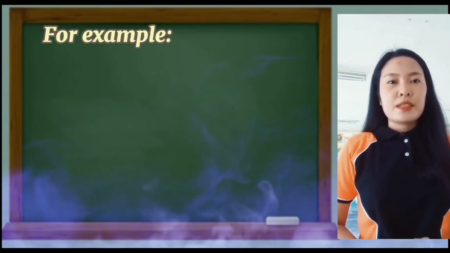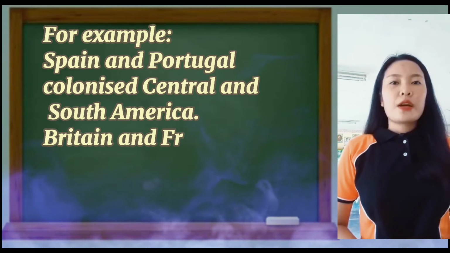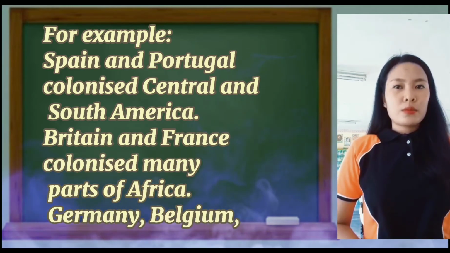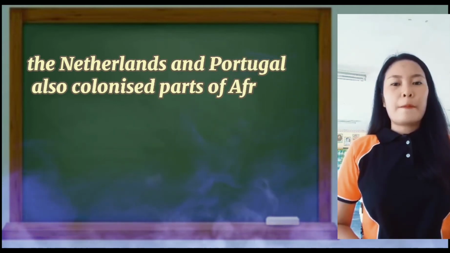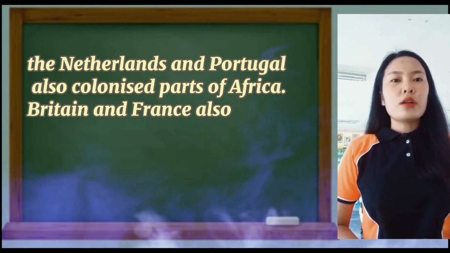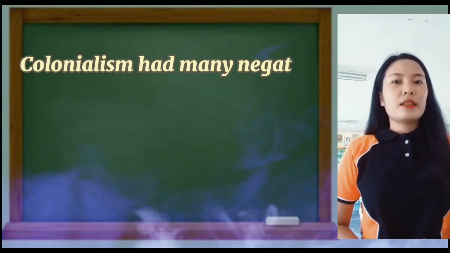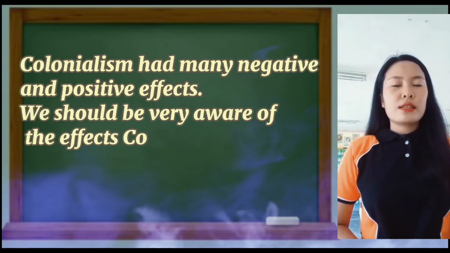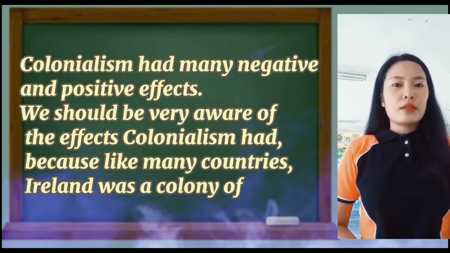For example, Spain and Portugal colonized Central and South America. Britain and France colonized many parts of Africa. Germany, Belgium, the Netherlands, and Portugal also colonized parts of Africa. Britain and France also colonized many parts of Asia. Colonialism had many negative and positive effects. We should be very aware of the effects colonialism had, because like many countries, Ireland was a colony of Britain.